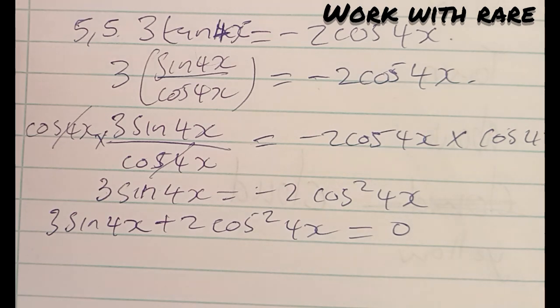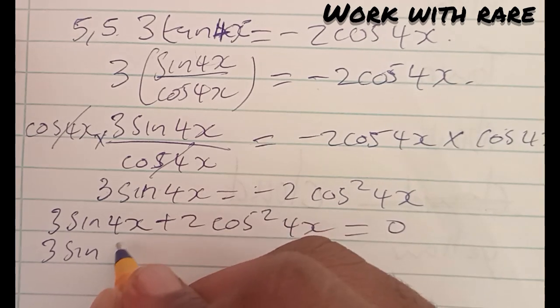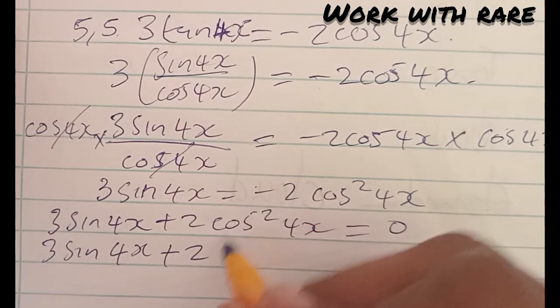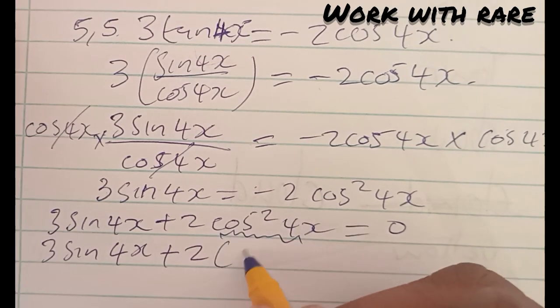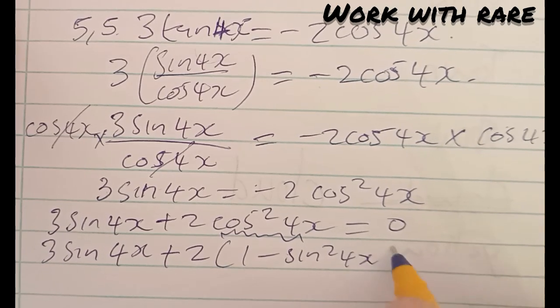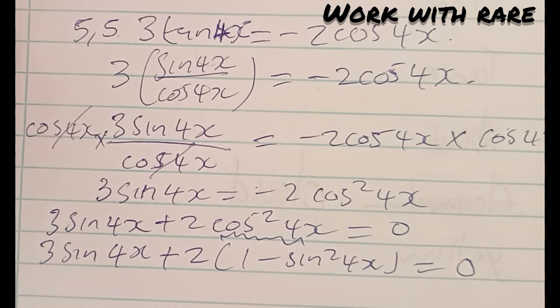So which means here I will have 3 sine 4x plus 2, and this part will change to 1 minus sine squared 4x is equal to 0. I changed this because I want to have only sine. Now the following step, I'll have to break the bracket.